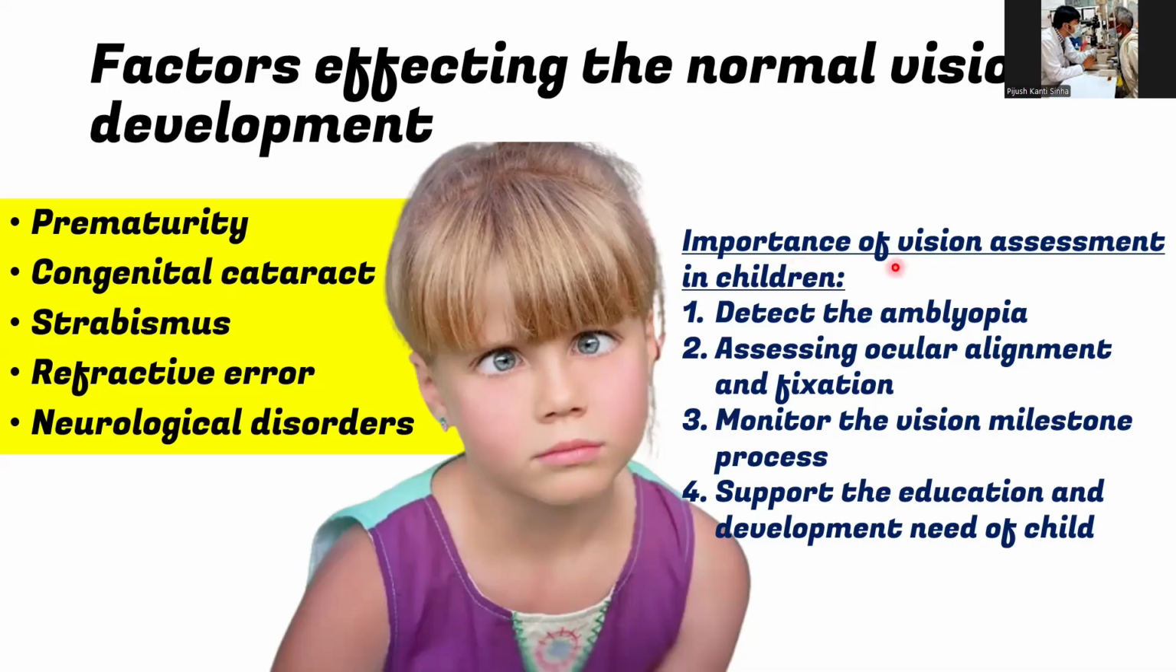This is why the importance of vision assessment in children is very much here. It is important to detect amblyopia. Assessing the ocular alignment and fixation is also very important. Alongside, monitor the visual milestone process and support the education and development needs of the child. If you do a proper assessment every 6 months or every 3 months, then it will be easy for you to track the patient's vision development. Okay, so that is very much needed.